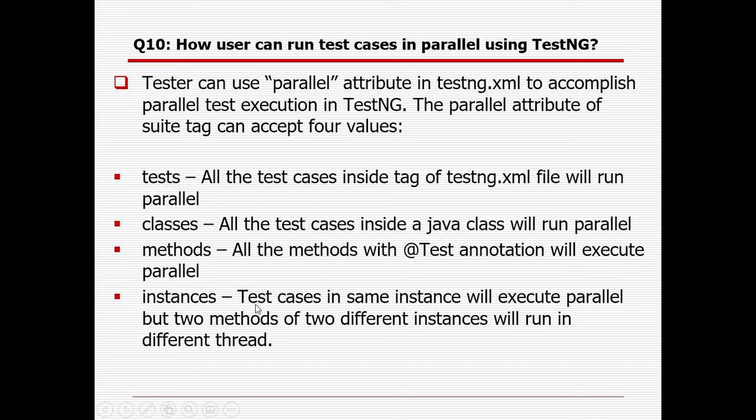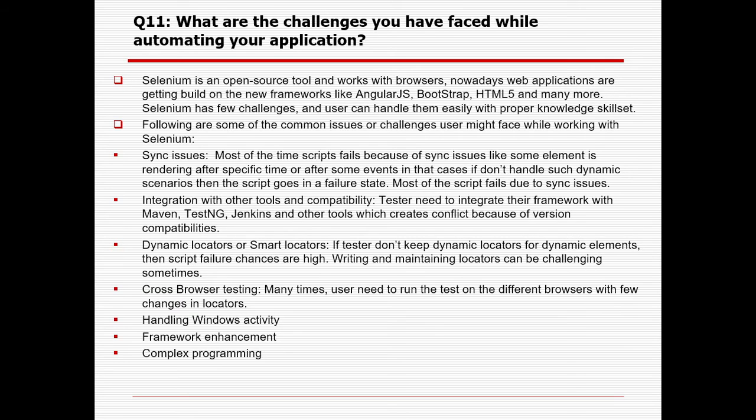Whereas instances signifies that test cases in the same instance will execute in parallel, but two methods of two different instances will run in different threads, right? So you need to give parallel equal to tests, classes, methods or instances, and you need to give some thread count, which will definitely be more than one. Otherwise there is no point of parallel distributed testing.